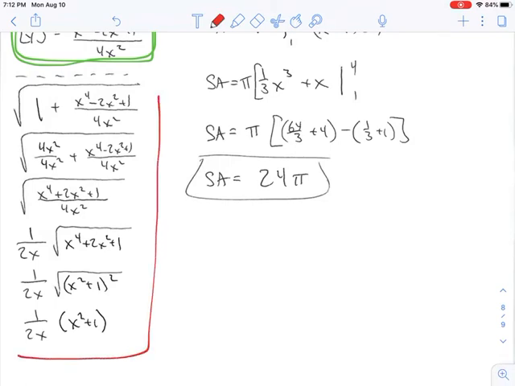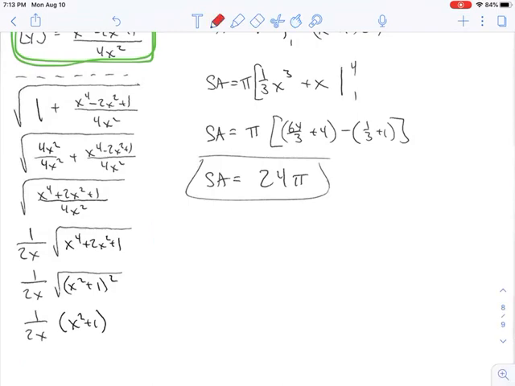So let me explain what I did there. First of all, this is my starting point. Get common denominators. So 1 is 4x squared over 4x squared. Add the numerators together. Now, 4x squared is a perfect square, so I can simply take the square root of that and put it out front. So it's 1 over 2x. The square root of 4x squared is 2x, so we have 1 over 2x times this.